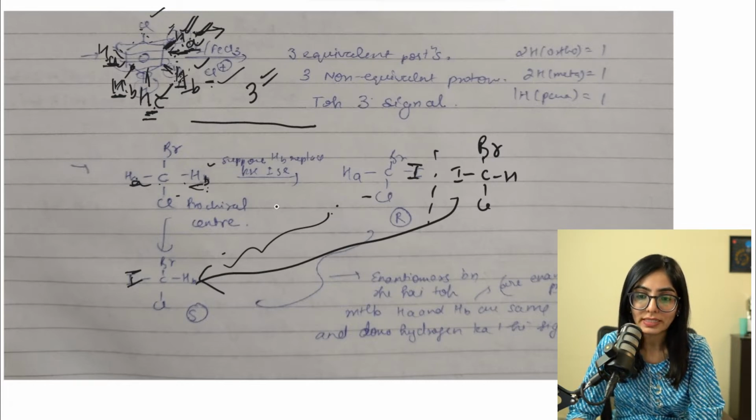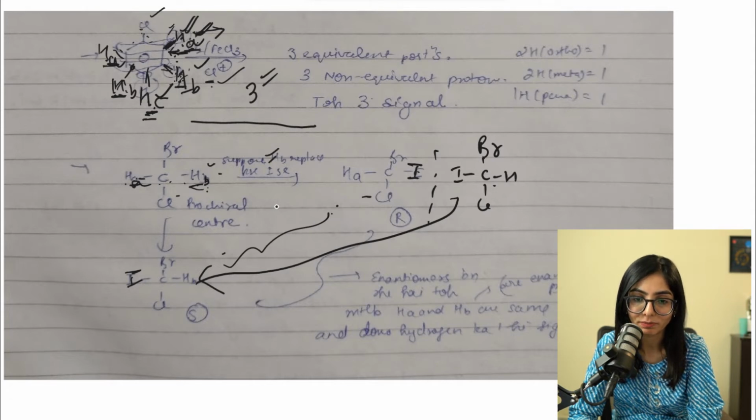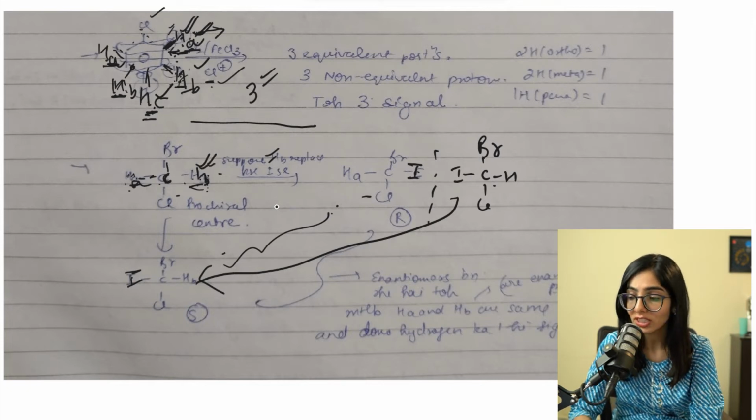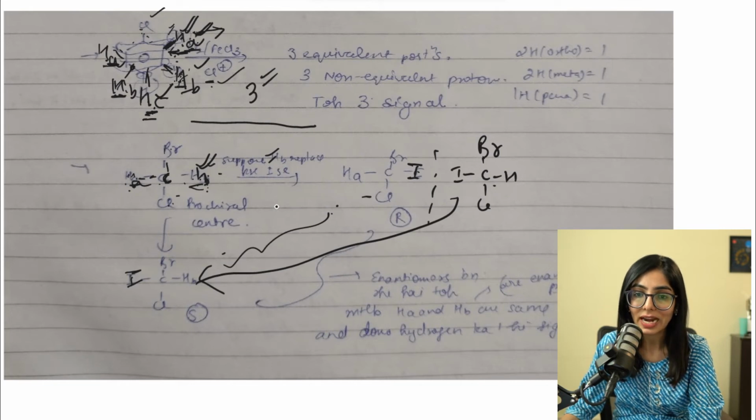So basically these two hydrogens are the same because either of them can get replaced by iodine. If I have to replace hydrogen by any other atom, any of them can get replaced, because you can see H is connected to C, C is connected to Br and Cl. Same over here. This H is connected to C, carbon, and then BrCl. Just understand it like that only.